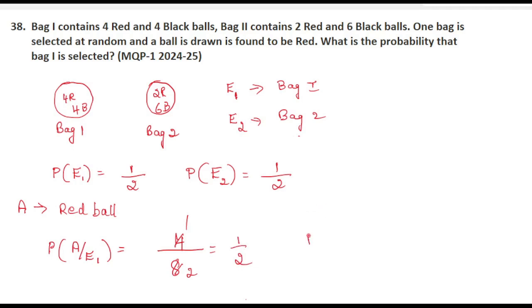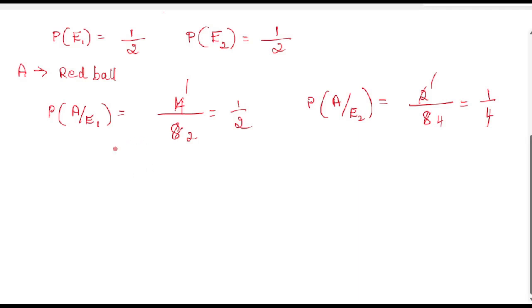Similarly, probability that a red ball is drawn from bag E2 equal to, count the number of balls present in bag 2, that is 8, and how many red balls are there? 2. So 2 by 8. 2 ones are 2, 2 fours are 8. This is 1 by 4. So we know P of E1, P of E2, P of A by E1 and P of A by E2. What is the probability that bag 1 is selected? For this, we'll use the Bayes theorem.